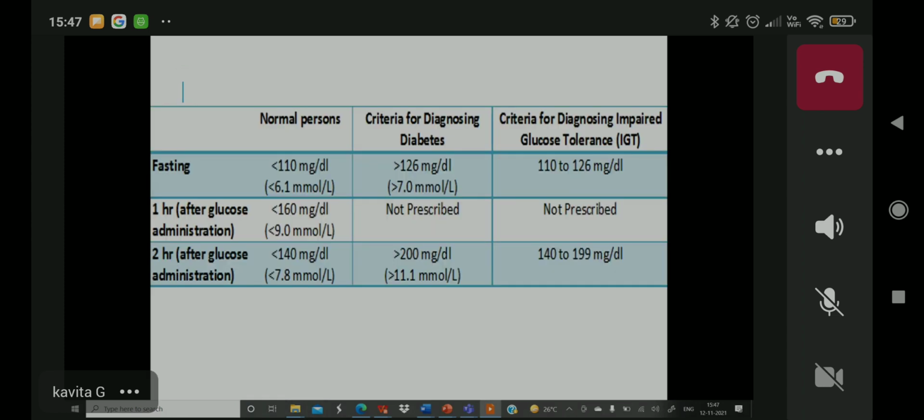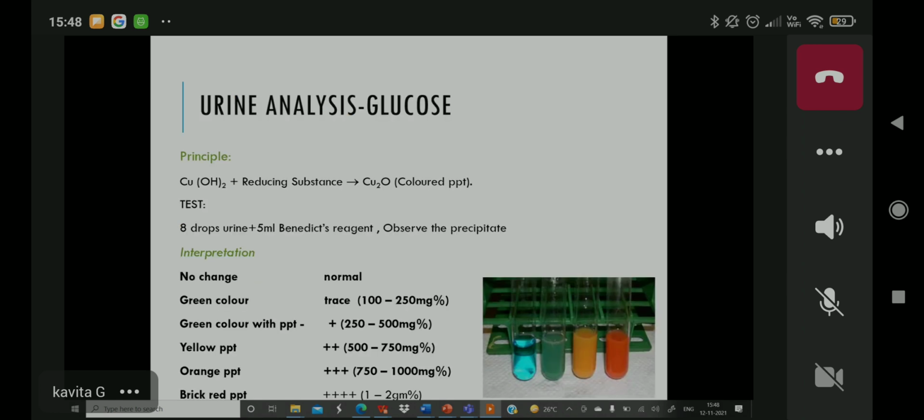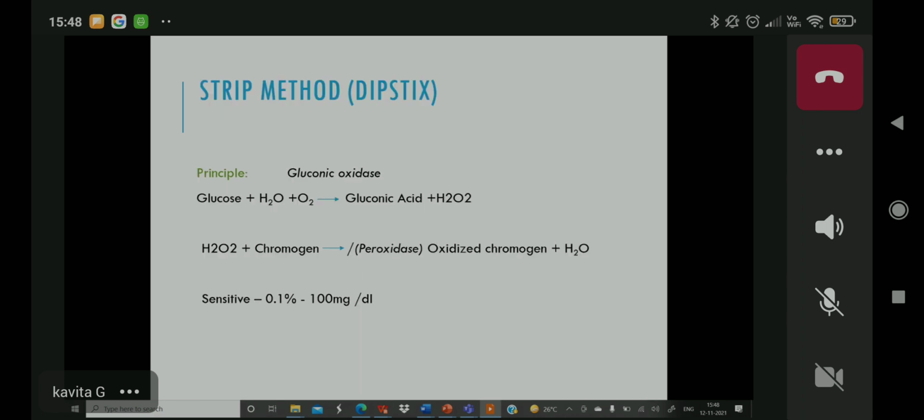So we've already discussed what our criteria are, and these are the OGTT cutoffs at 2 hours. How do you do urine analysis of glucose? It's going to be discussed in your practical classes, how you do Benedict's. You must have done it in biochemistry.